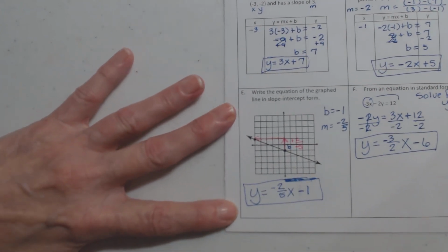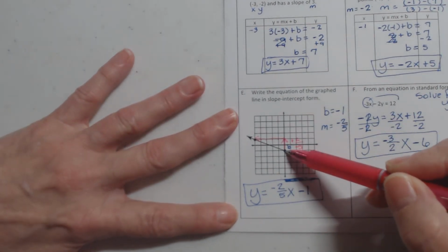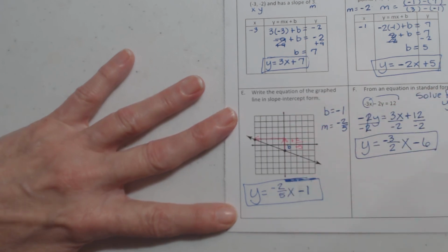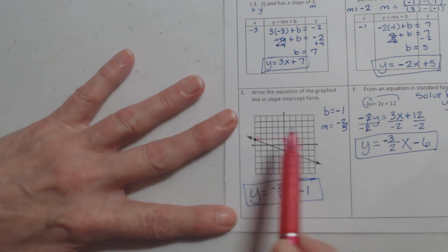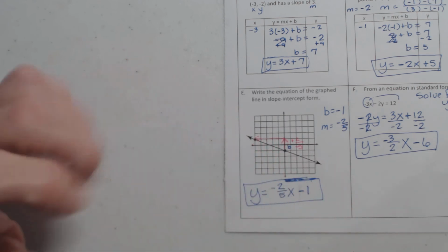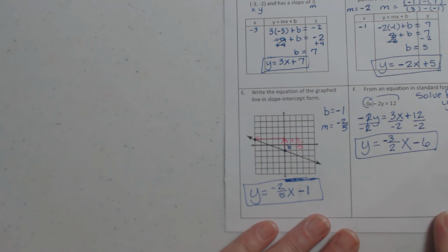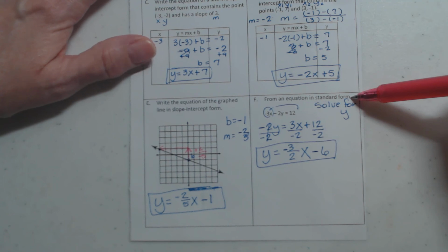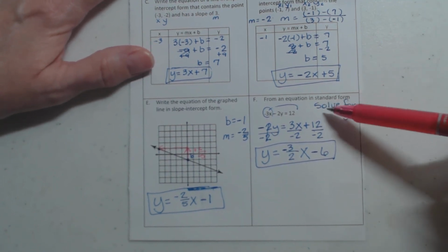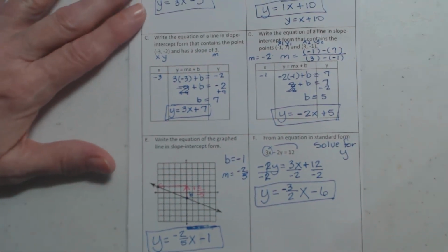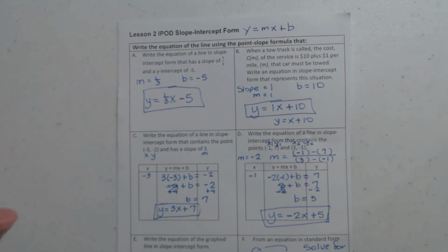When you're given a graph, find the intercept. You can see that's where the line crosses the y-axis. That value is your b, and then just count from that point to any other point on the line, and put that in for your slope, and then you have your equation of the line there. And if you're given an equation in standard form and they want it written in slope-intercept form, simply solve for y. You've been having a lot of practice at that, so I expect you to be very good at doing that. So that should be an easy one for you. So this is writing the equation of a line in slope-intercept form.